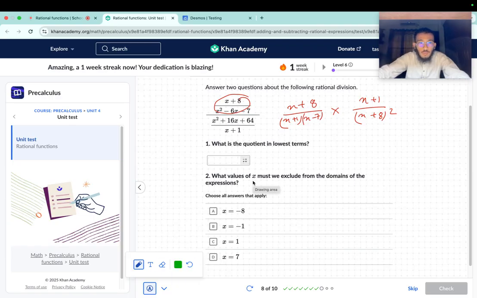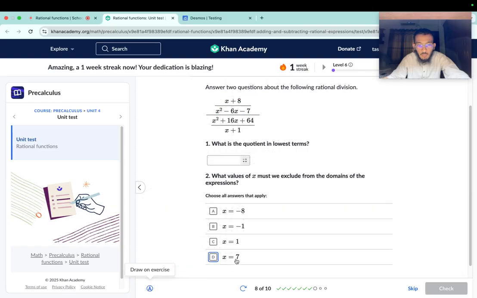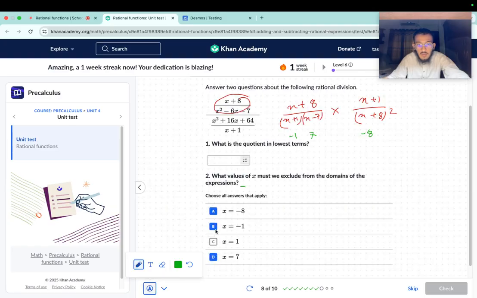What values of x must be excluded from the domains of the expressions? Those things that make this undefined. So we have negative 1, positive 7, and negative 8. So everything including negative 1, positive 7, negative 8, we just skip. So these are the 3 answers.